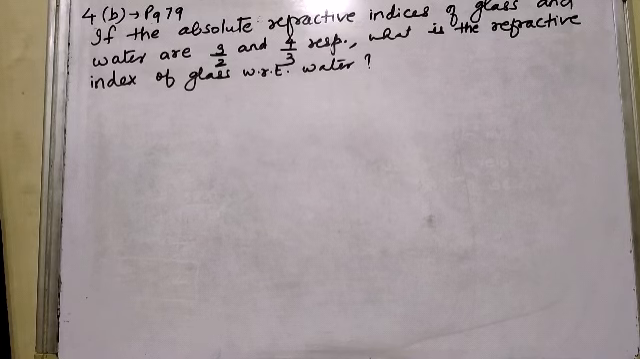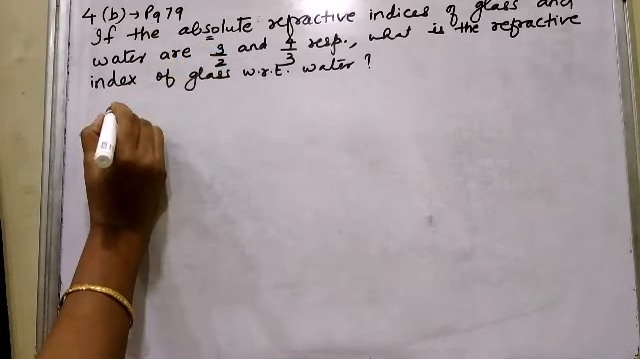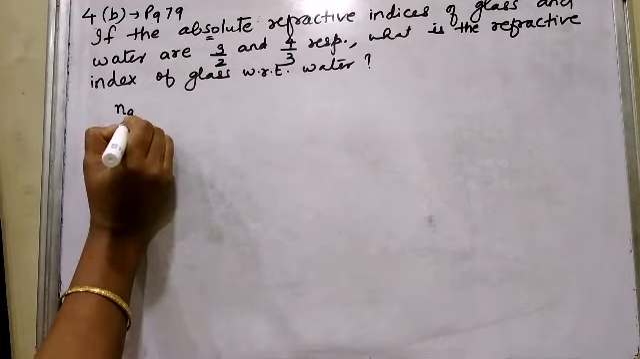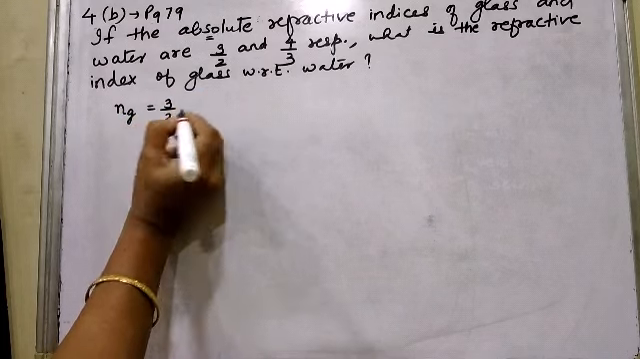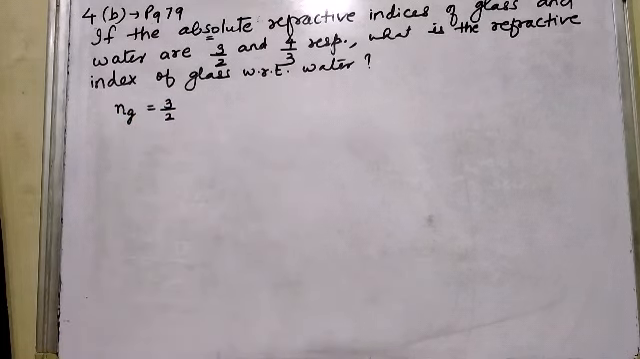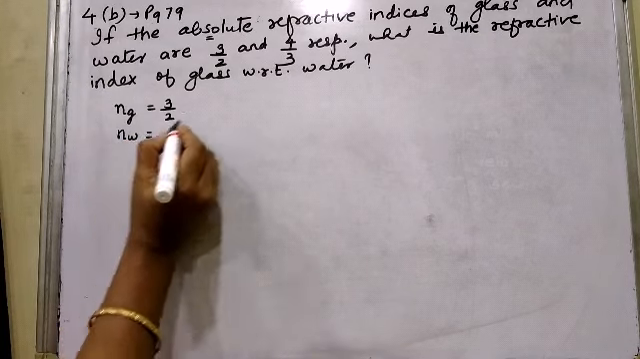The next numerical: if the absolute refractive indices of glass and water are 3 by 2 and 4 by 3 respectively, then what is the refractive index of glass with respect to water? We are given absolute refractive index. So I'll write the absolute refractive index of glass as Ng is equal to 3 upon 2. We are also given the absolute refractive index of water. So the absolute refractive index of water is equal to 4 by 3.